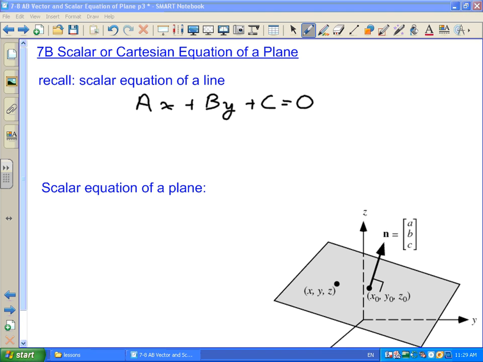And the important thing that you could get out of the scalar equation was if you took a and b, these two things were the normal vector to the plane, to the line. The scalar equation of a plane is going to be very, very similar.